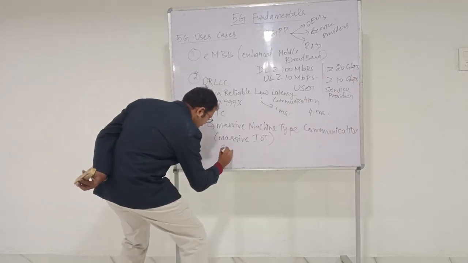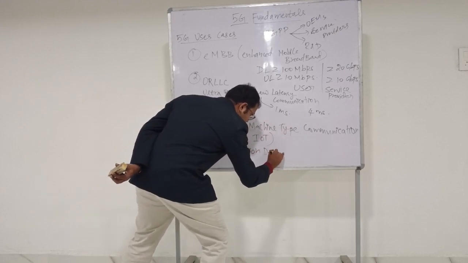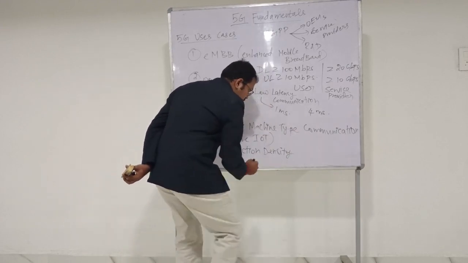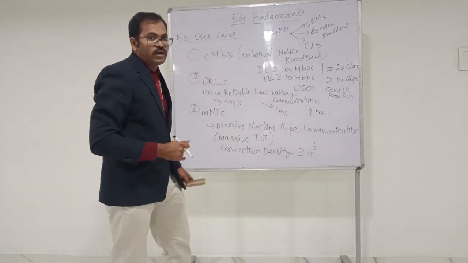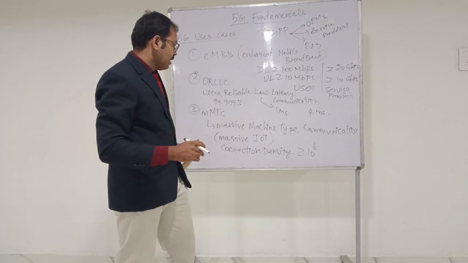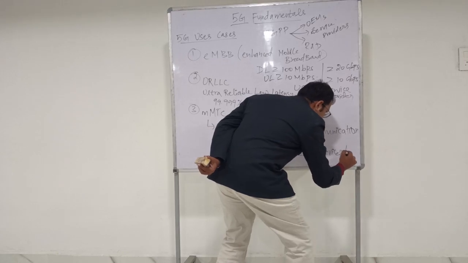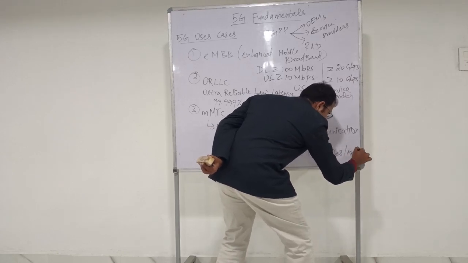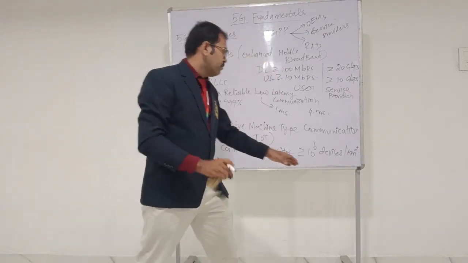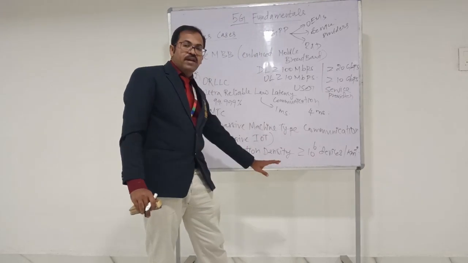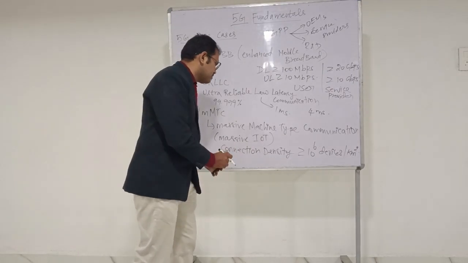If you look at the connection density, they want to push the connection density way beyond. The connection density is expected to reach around 10 power 6 devices per kilometer square. So what is the idea here? If you have a geographical area spanning 1 square kilometer, 5G should be in a position to support 1 million IoT devices. This is still a far way to be achieved.